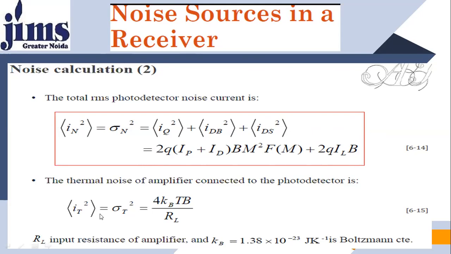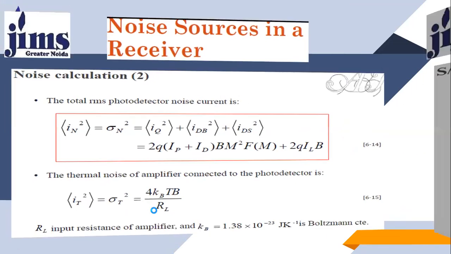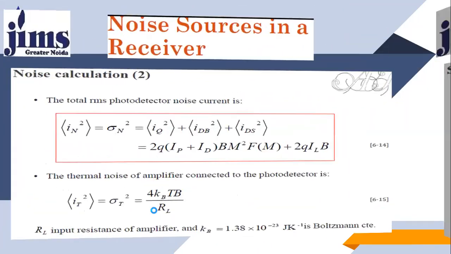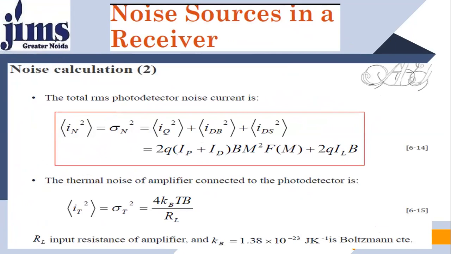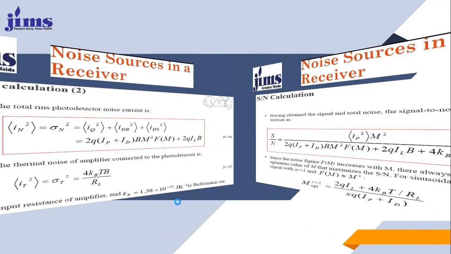Then come to the thermal noise. Thermal noise is IT square. This is thermal noise due to thermal current, and this is 4 kTB upon R. Students are also aware of this particular formula from previous classes. Where k is the Boltzmann constant, T is the temperature, B is the bandwidth, R is the load. RL is the input resistance of the amplifier, and kB is the Boltzmann constant equal to 1.38 times 10 to the minus 23 joule per Kelvin. It's a constant. And here T is the temperature in Kelvin.